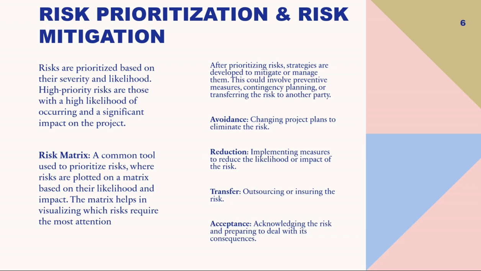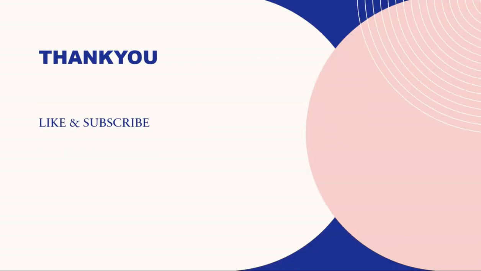Then what is risk mitigation? That is, after prioritizing risks, strategies are developed to mitigate or manage them. This could involve preventive measures, contingency planning, or transferring risk to another party, avoidance, reduction, transfer, and acceptance. So these all are under risk mitigation.